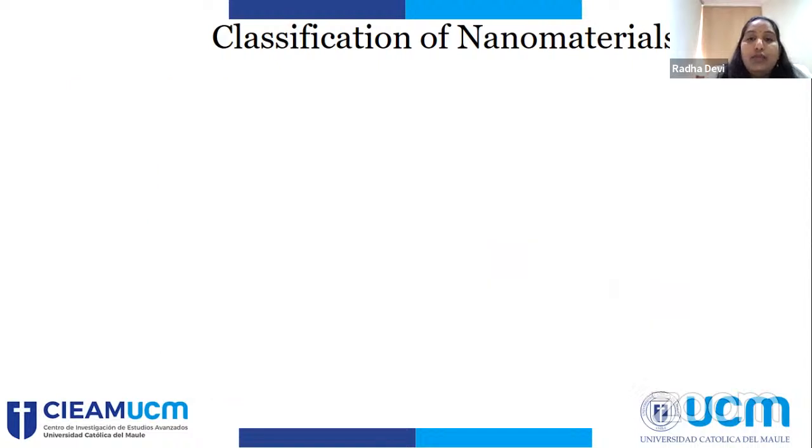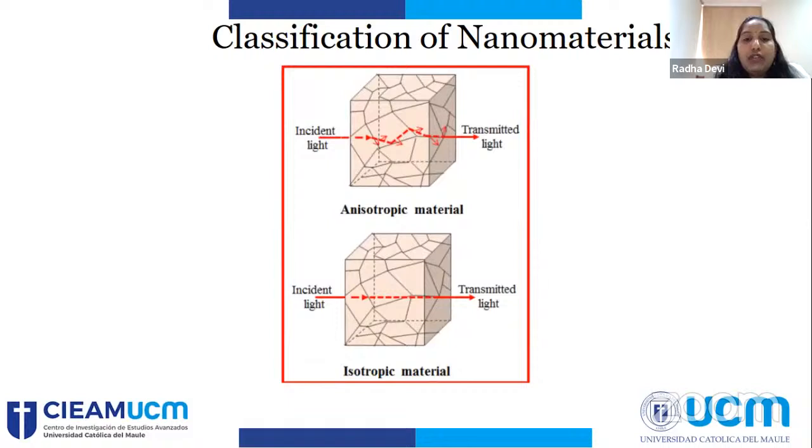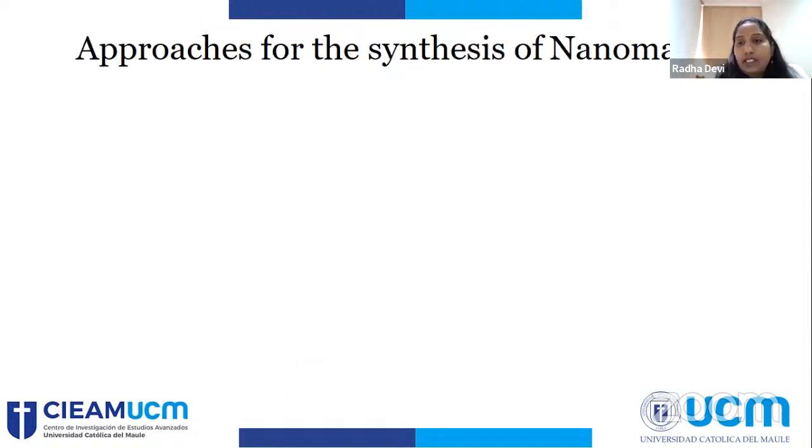When we classify nanomaterials based on shape, they are called anisotropic, where the materials behave differently in different directions, whereas isotropic means the materials have similar properties irrespective of direction. And based on the nature of the materials, they are classified as organic as well as inorganic. Organic nanomaterials include polymeric nanomaterials, dendrimers, and micelles, whereas inorganic ones include quantum dots, graphene, carbon dots, and silica.